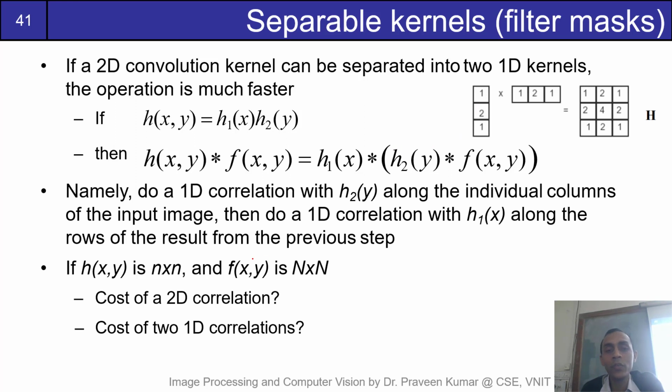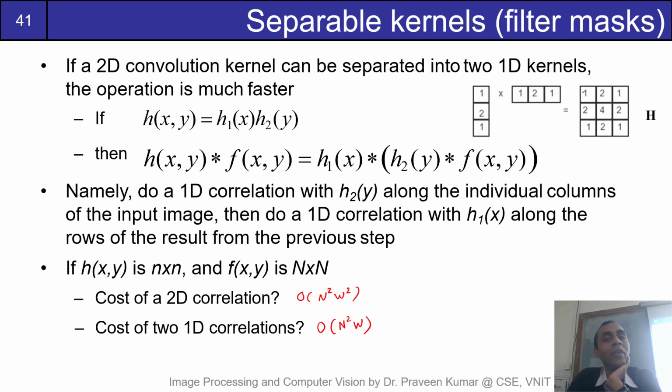The cost of 2D correlation we have already seen, it is order of n square w square. In this case, what will be the order? N square w, isn't it? So there is one order of magnitude less. So if w is a higher size, if you can split the kernel into two 1D kernels, then you can go for that.